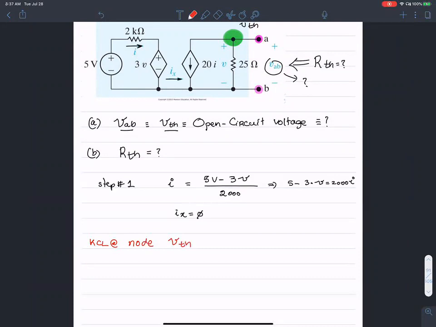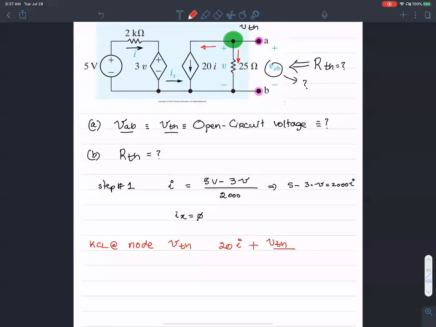Okay, there are two currents. There is one current going west and a current going south. The current going west is 20 times I, plus the current going south is V Thevenin, or VTH, which is the same as V.